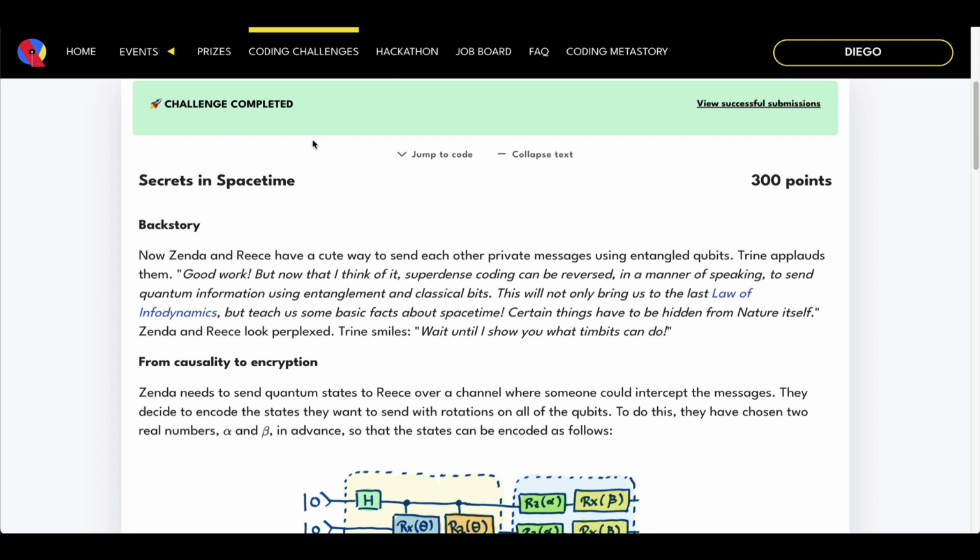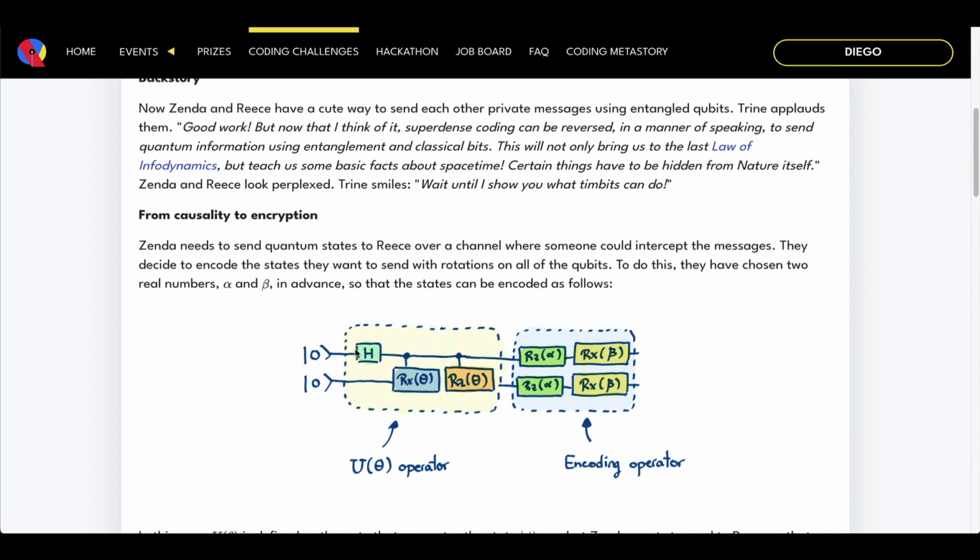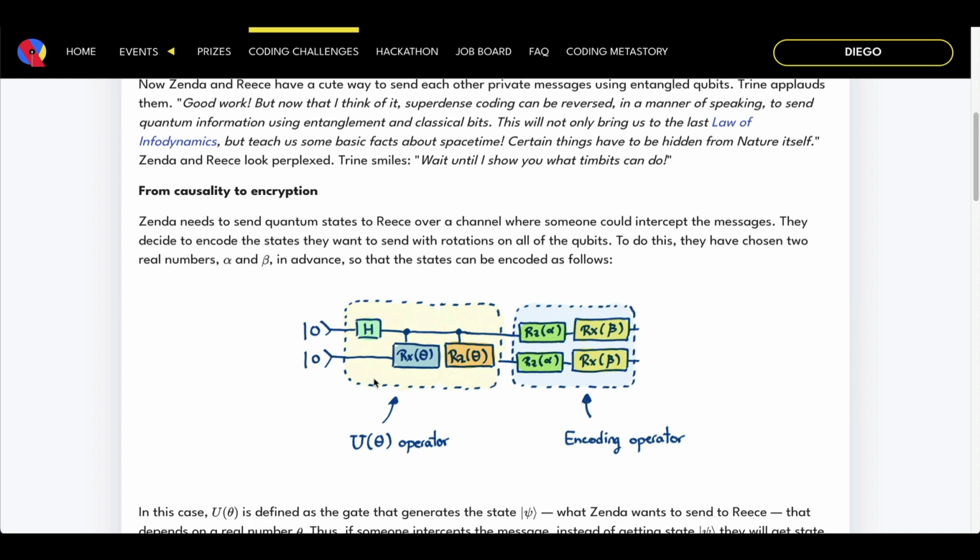This is problem 16 of the QHack 2023 Quantum Coding Challenges, and this one is entitled Secrets in Spacetime. Now what we're told is that in this problem, someone wants to generate a quantum state, and to do so, they're going to use the first half of this circuit. So it consists of a Hadamard gate on qubit 0 and some control rotation gates with an angle of theta.